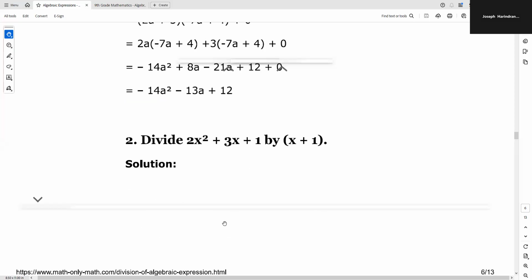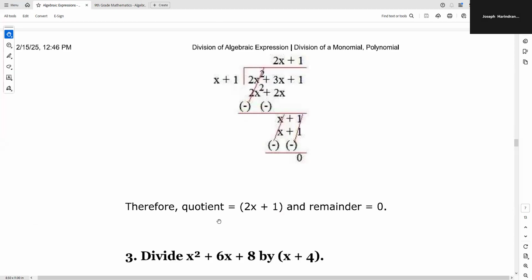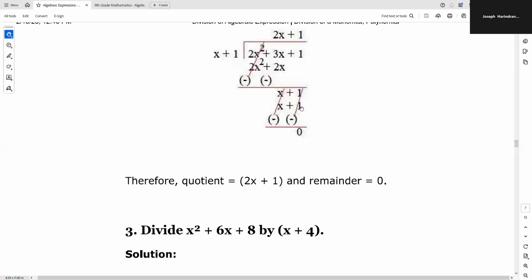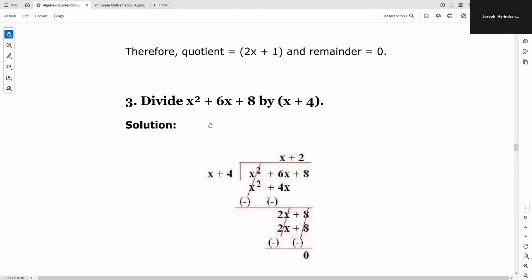Let's move on to another example. Here we have division of algebraic expressions, division of a monomial by monomial and polynomial. We are going to see the long division method. This is another, similar example. Here x squared term is there. Divide x squared plus 6x plus 8 by x plus 4.